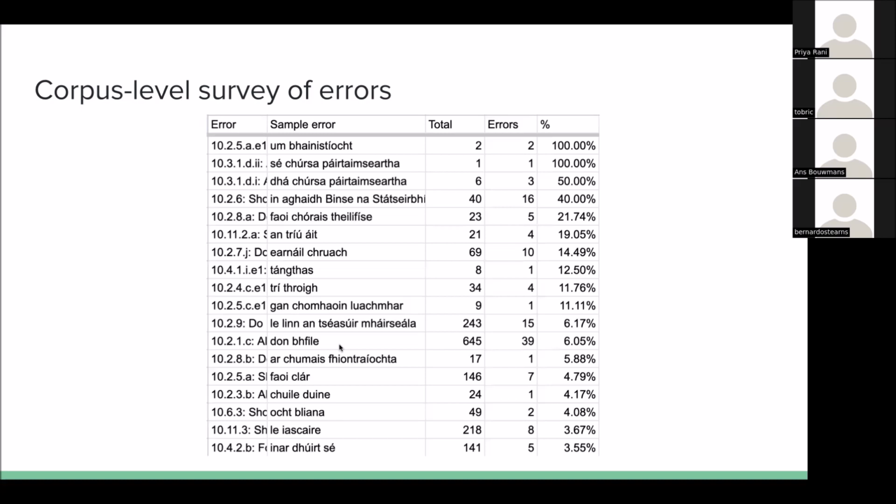So in any case, this is not really what I wanted to talk about, but it's a nice side benefit from just the existence of that Grammatical code. And I'm unaware of any kind of corpus level survey of errors of this kind.